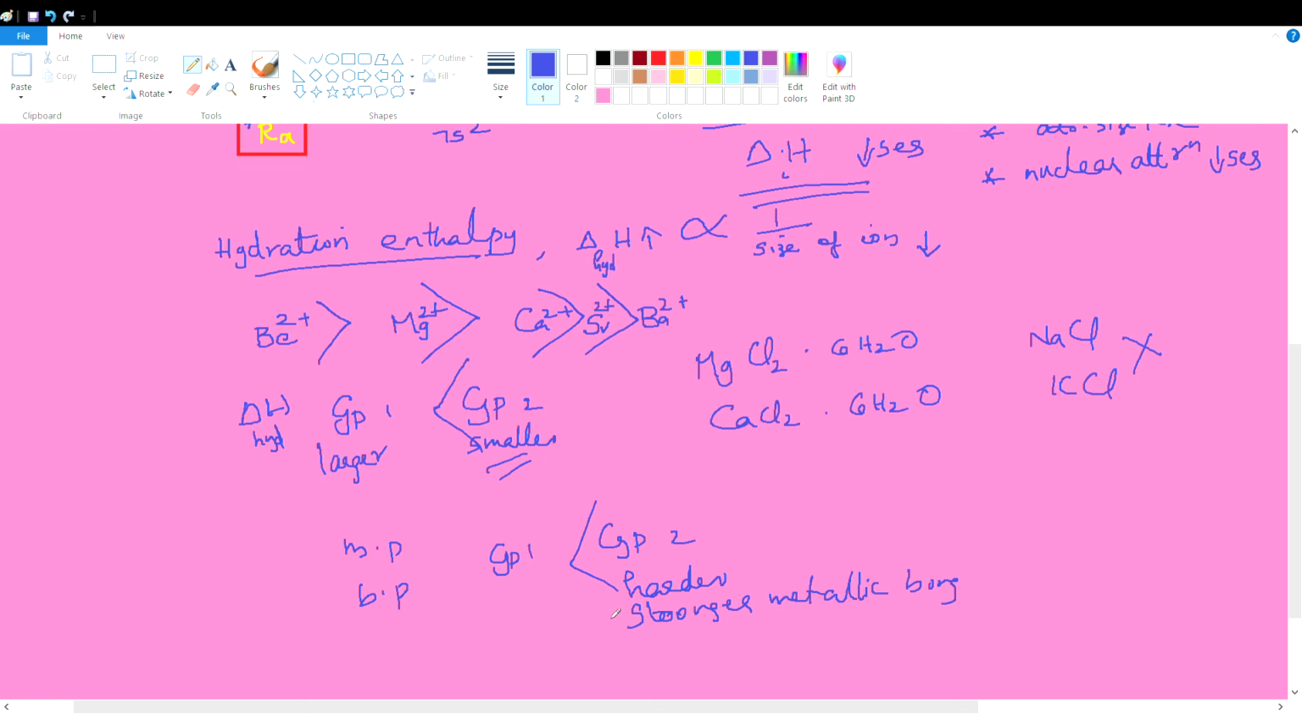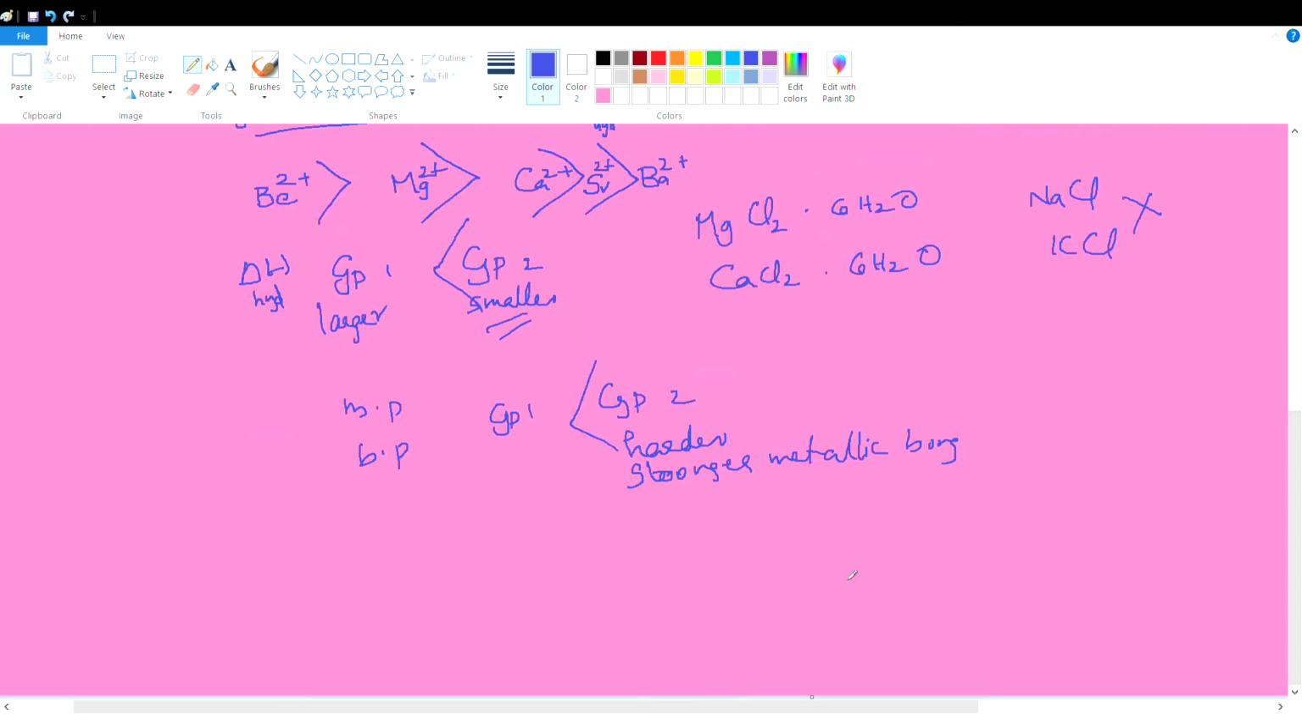Now, the behavior towards flame. These elements, alkaline earth metals, have only 2 valence electrons. They readily lose those 2 valence electrons. The energy from the flame is enough to excite these electrons to a higher energy level. That means like alkali metals, alkaline earth metal salts also, when shown in flame, give characteristic color. That is called flame test.